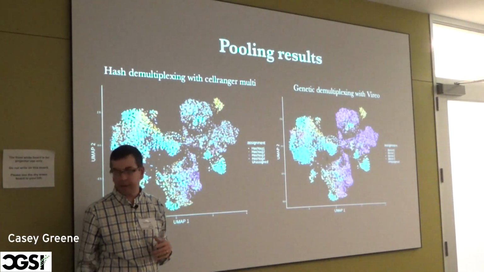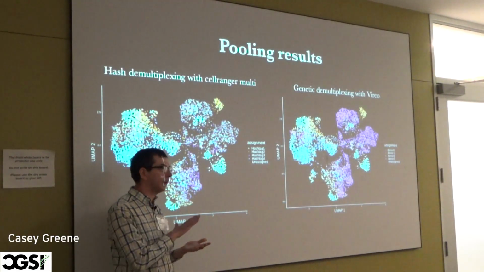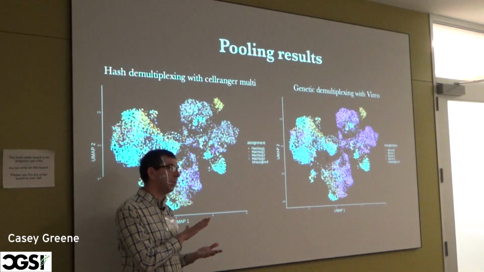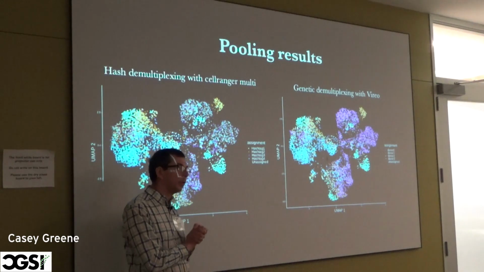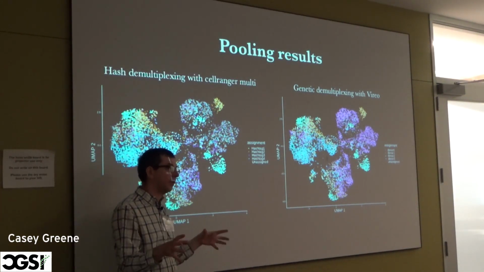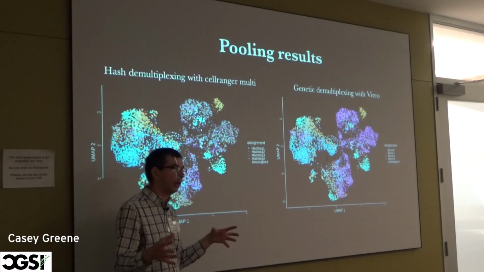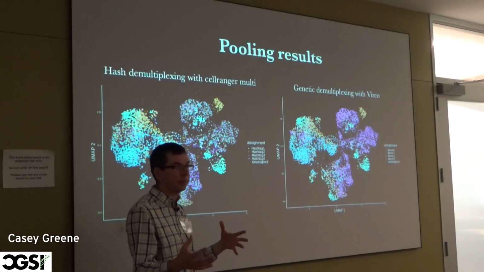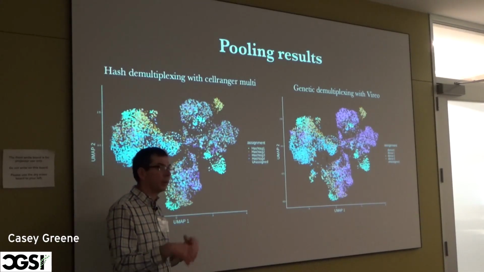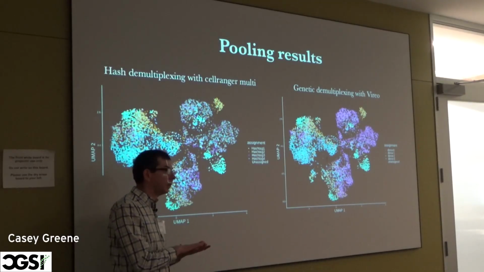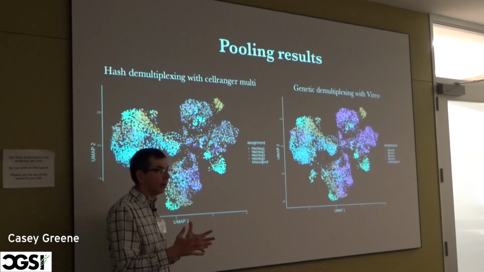The punchline for this is essentially that for the cells where there was agreement, they work the same. The hash demultiplexing was less specific. So if you are working on data in this space and you have natural genetic variation between the things that are pooled, which would be true probably if you're working on human samples from different people, not true if you're working on mouse samples from the same strain of mouse, we found that genetic demultiplexing was probably a preferable way to go.